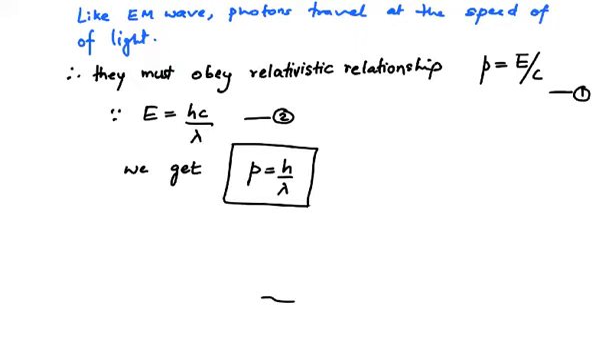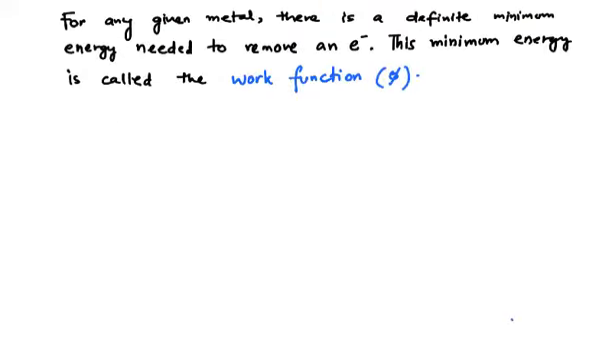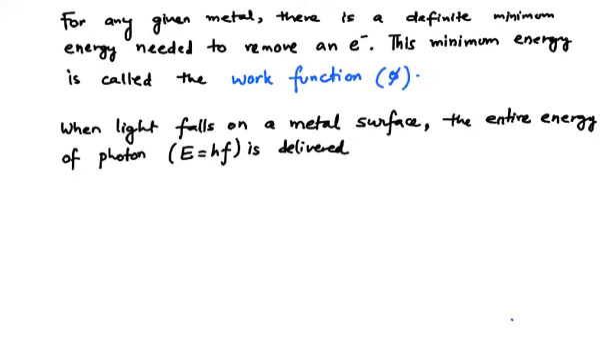Now before we go further, let's define the term work function. For any given metal, we know that there is a definite minimum energy needed to remove an electron from the metal. This minimum energy is called the work function. And we have seen that when light falls on a metal surface, the entire energy of a photon, which is E equals hf, is delivered instantaneously to a single electron.